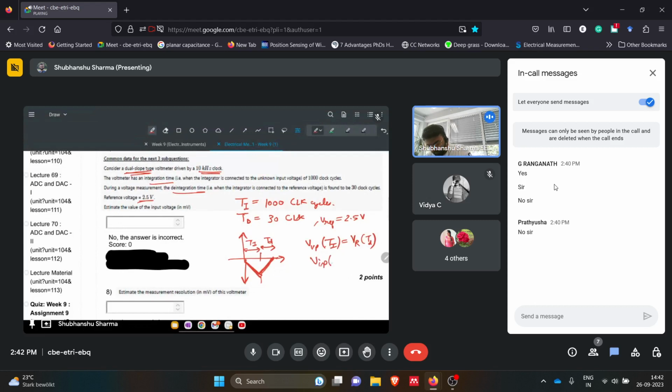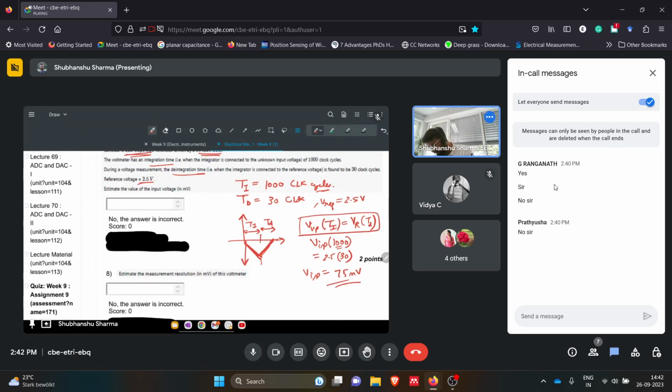Ti is, since the per cycle time for the clock is the same for the integration and the de-integration period, we can just keep these cycles here. And then we have this reference voltage, and we have the integration time. So solving this, we will get the input voltage as 75 millivolts. Okay, so this formula is important: Vin into Ti equals Vr into Td.